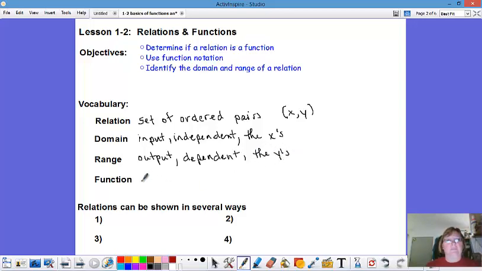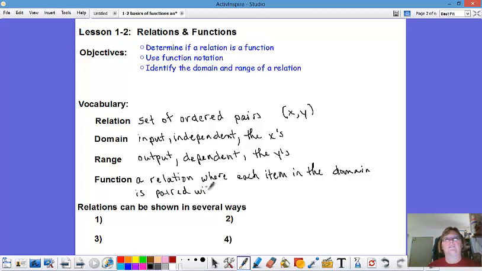A function is simply a special type of relation. It is a relation where each member of the domain is paired with exactly one member of the range. A relation where each element or each item in the domain is paired with exactly one element in the range. Good.